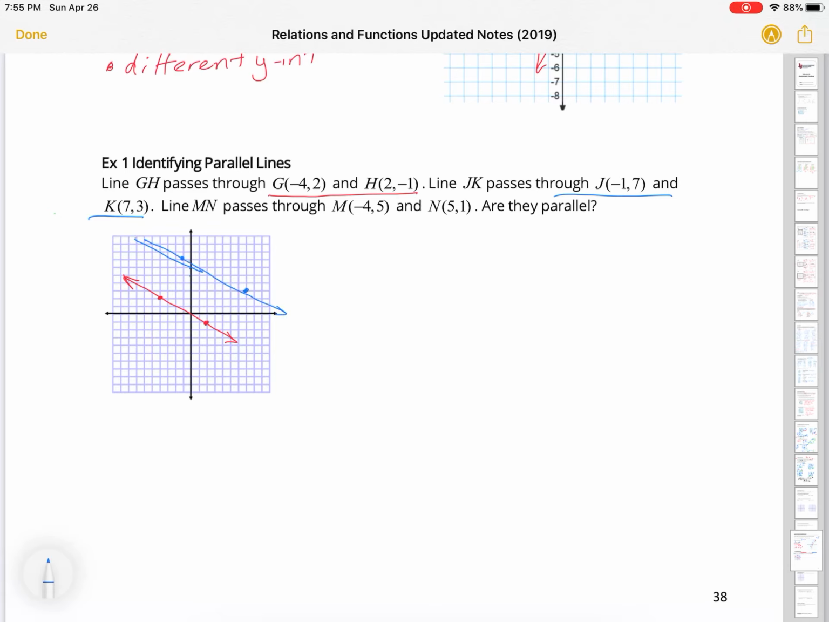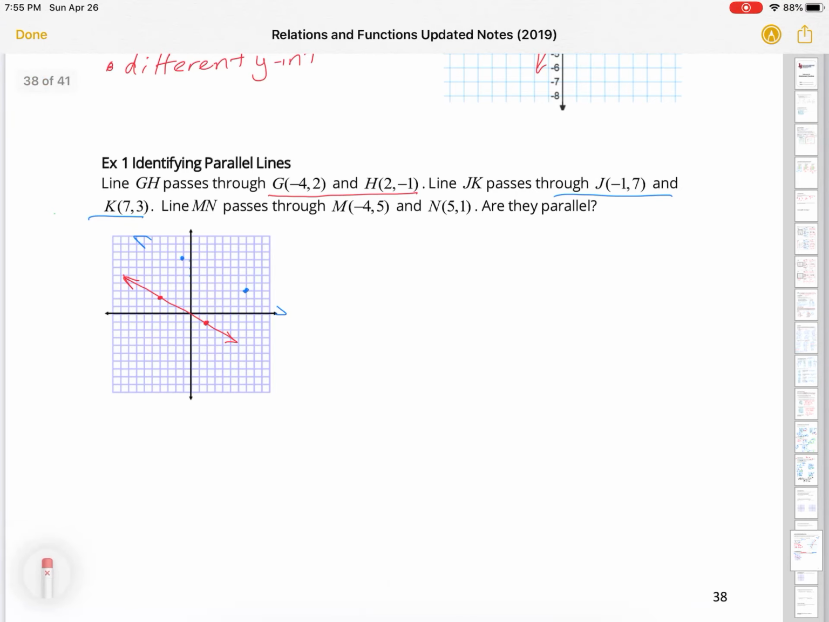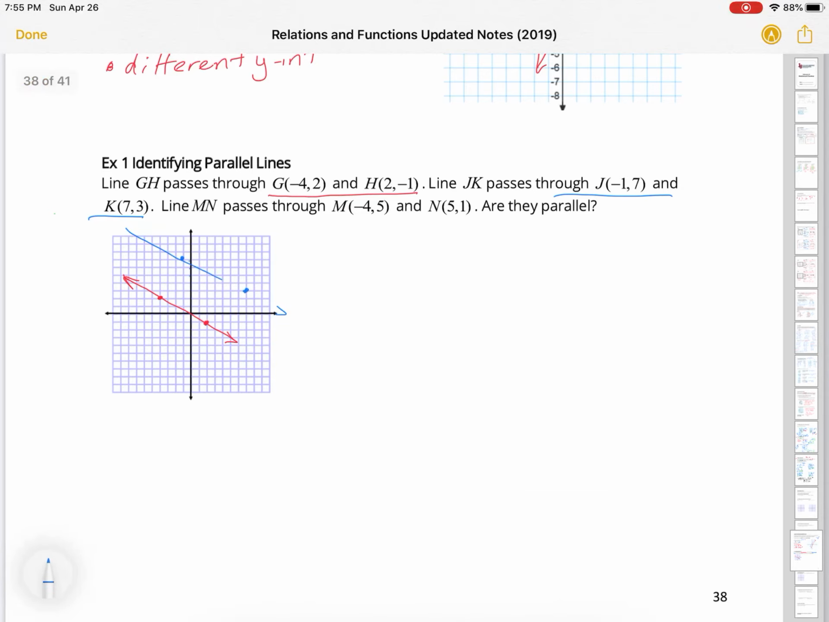Okay. Sorry about my really scoochy lines. That's why we have to check these. We're going to check those slopes because my lines are not very pretty. 1, 2, 3, 4.